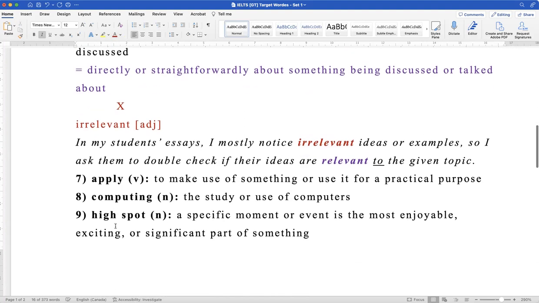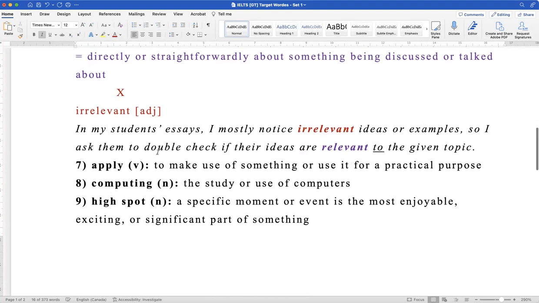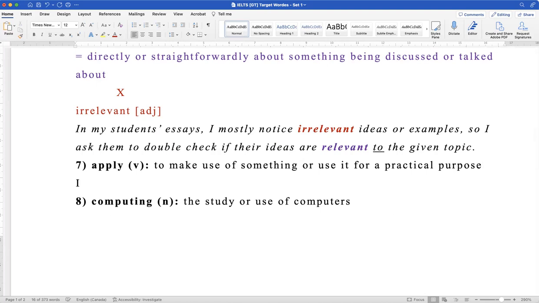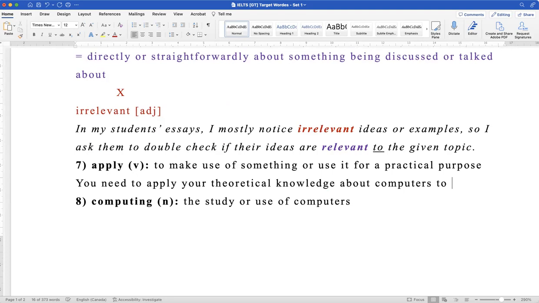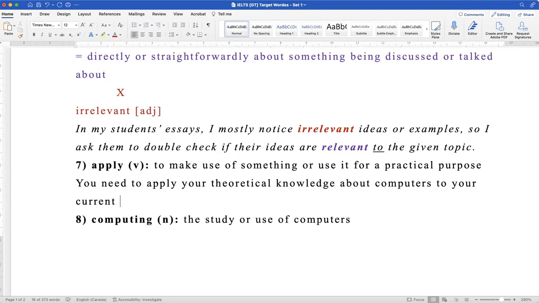Okay. So apply. Apply means to make use of something or use it for a practical purpose. You need to apply your theoretical knowledge about computers to your current job. Otherwise, you will lose your job.